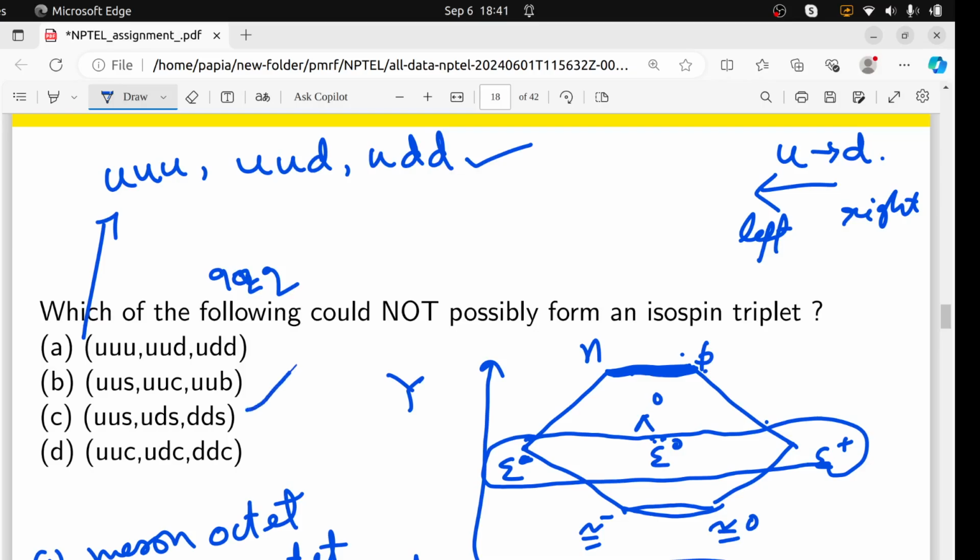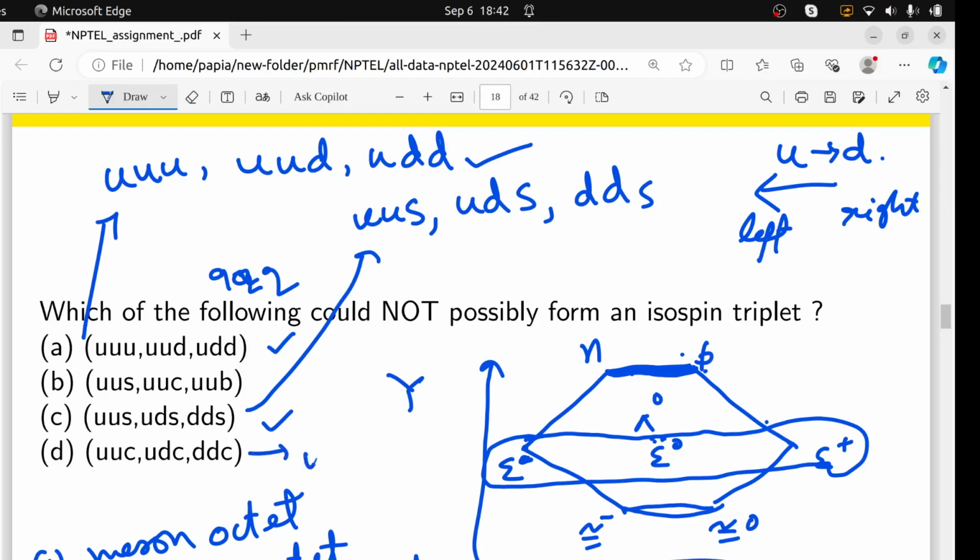Now coming to option C. Option C is U U S, then U D S. Now see, U is converted to D. Now coming to D D S, because one U was left and that is replaced by D. So that is also an isospin triplet. Now here, U U C, then U D C, because one U is converted to D. And in the next one, U will convert again to D, so D D C. So that is also forming an isospin triplet.